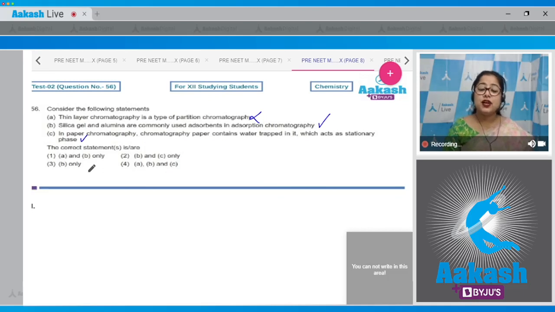In this chromatography, a special quality paper known as chromatography paper is used. This chromatography paper contains water trapped in it, which acts as a stationary phase. That means statements B and C are correct. So the correct answer is option number 2.